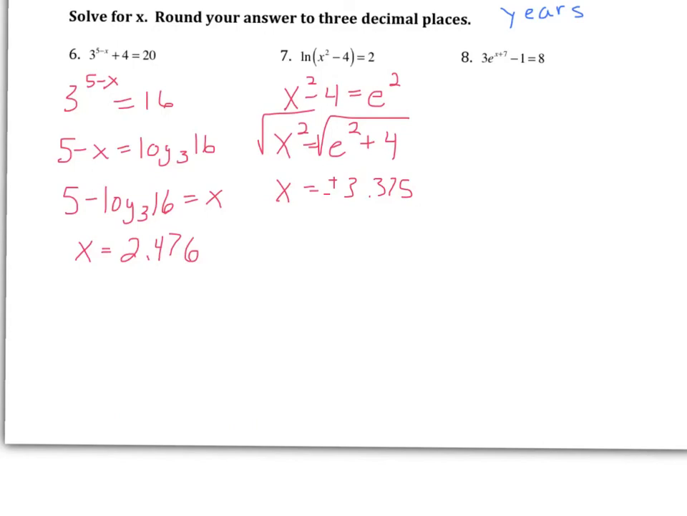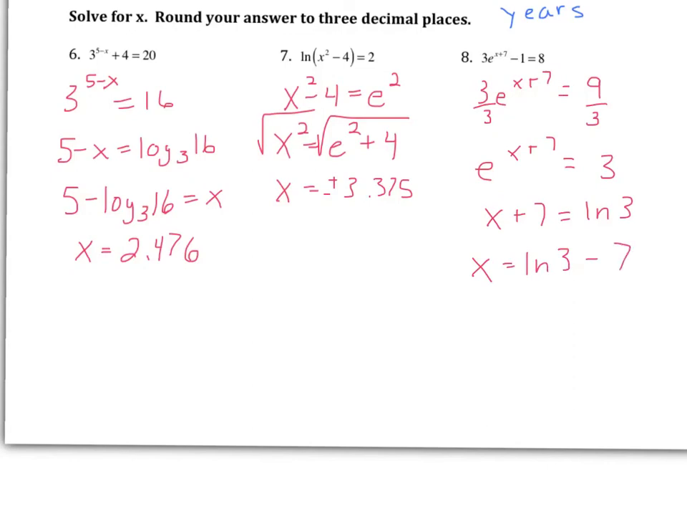And for number 8, first thing we want to do is add 1. So we have 3e to the x plus 7 equals 9. And then divide by the 3. So e to the x plus 7 equals 3. And to get rid of the e, we want a natural log both sides. So x plus 7 will equal the natural log of 3. And then we want to subtract 7. So first in our calculators, we want to do the natural log of 3 and close the parentheses and then subtract 7. And we should get x equals negative 5.901.